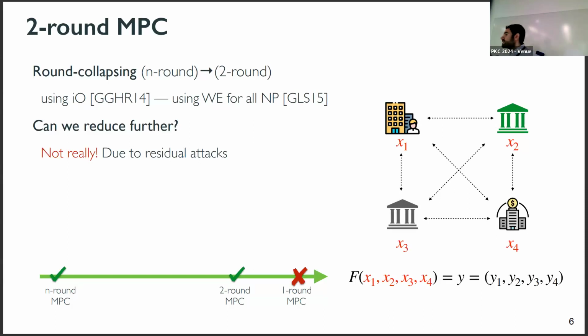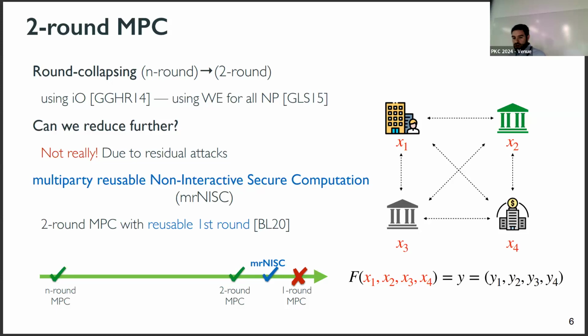One can ask, can we reduce this further? Can we get one-round MPC? And unfortunately, this is not possible, because if such a one-round MPC protocol would exist, then you could mount residual attacks. Essentially, you can use this single round as an oracle to leak information on other parties.